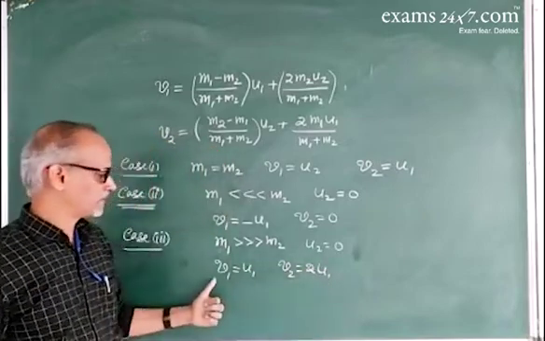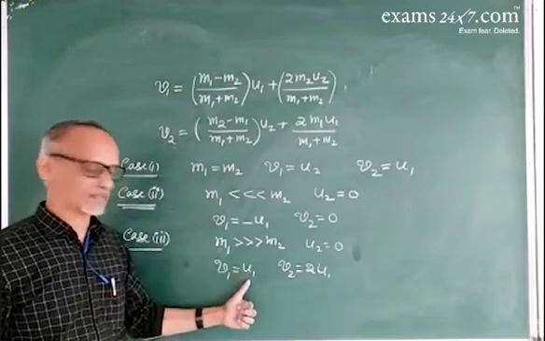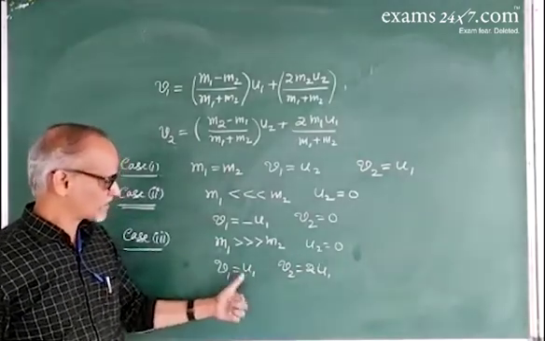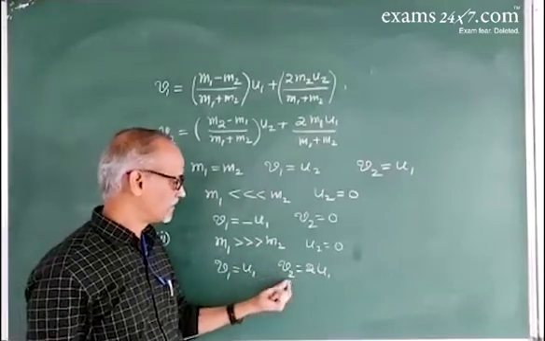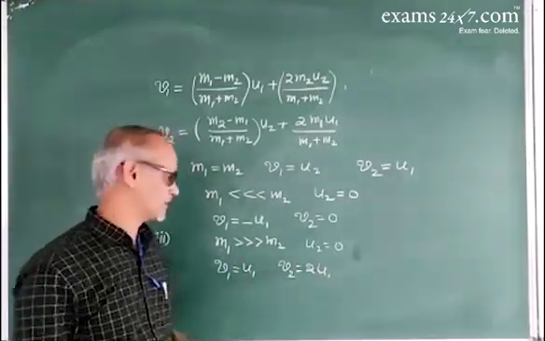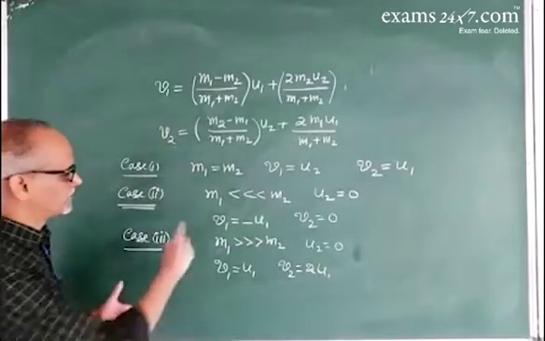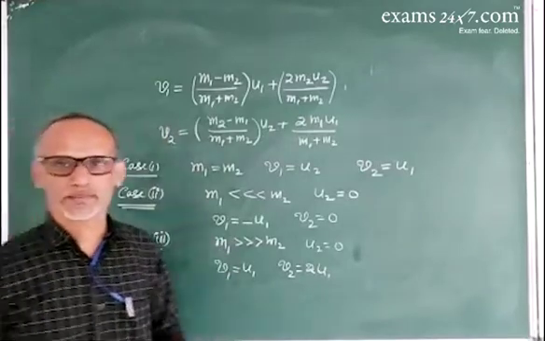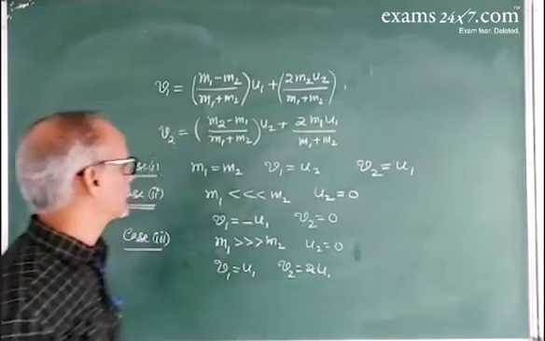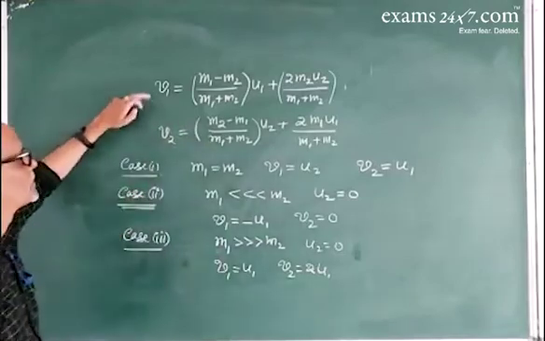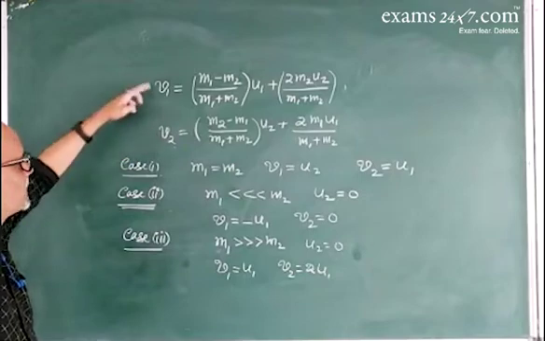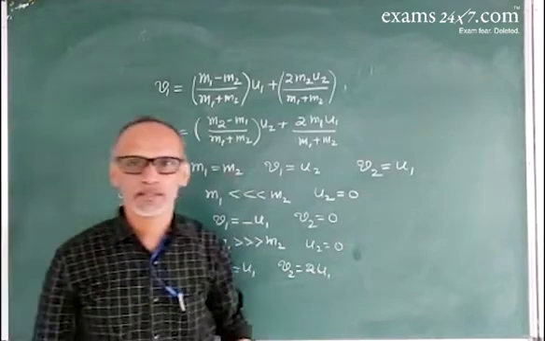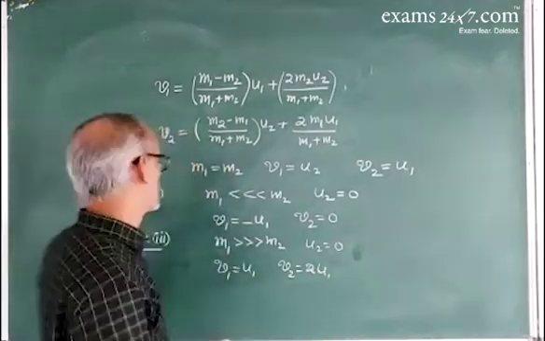So v1 will continue to remain as u1 only, but the velocity of the lighter body will be double the initial velocity of the first body. So again, if you remember these cases, some of the numericals can be very easily attempted, but do remember this general expression, which is the final velocity of the two bodies in elastic collision.